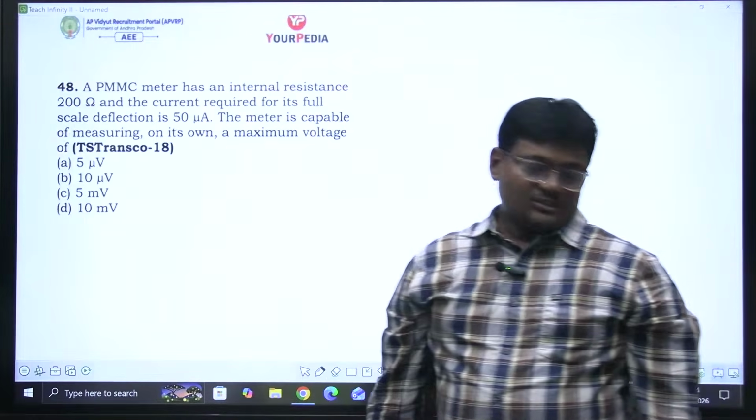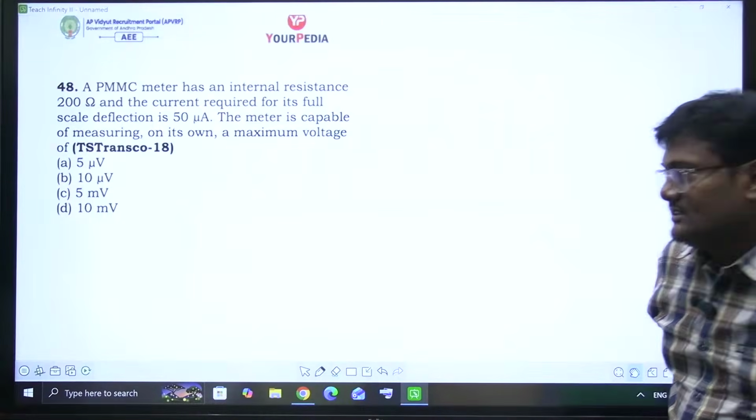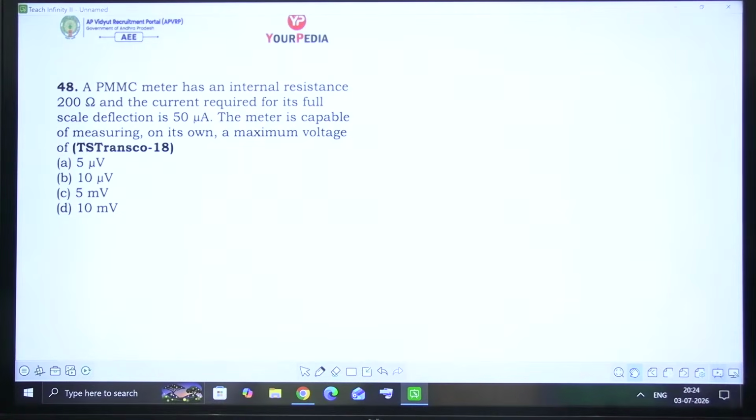So 48th question. Try to solve this. A PMMC meter has an internal resistance of 200 ohms and the current required for its full scale deflection is 50 microamperes. The meter is capable of measuring on its own a maximum voltage of.